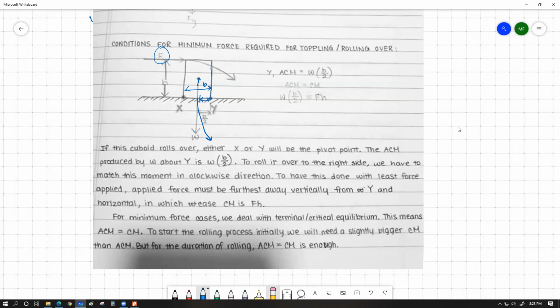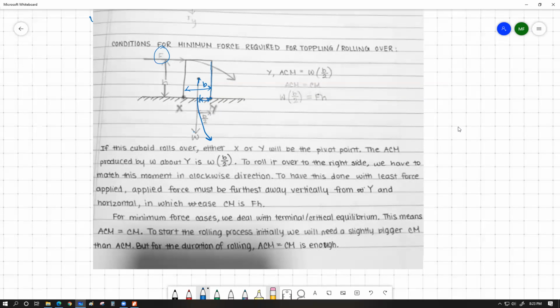To have the object toppled over, applying a moment exactly equal to this one would not start the rotation. But if we apply a little bit bigger force than the minimum force, the rotation can be started, and then we can maintain that force. So we are trying to discuss the situation for the limiting factor, or what would be the minimum force required for the F to be applied.